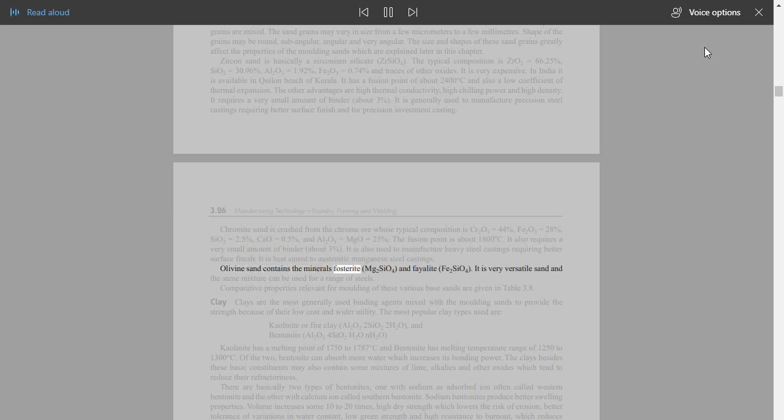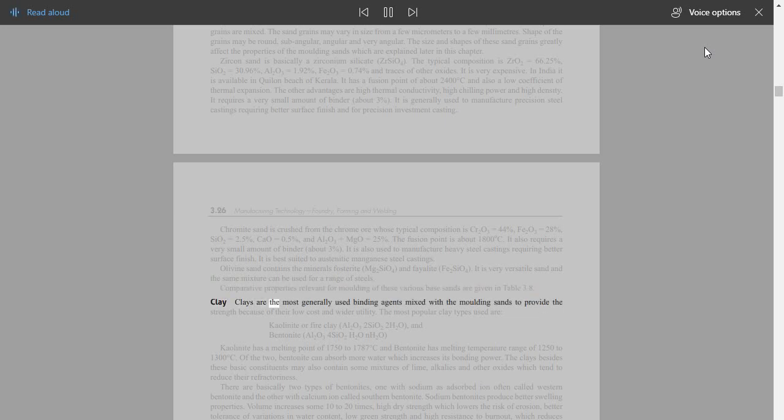Olivine sand contains the minerals forsterite, Mg2SiO4, and fayalite, Fe2SiO4. It is very versatile sand and the same mixture can be used for a range of steels. Comparative properties relevant for molding of these various base sands are given in Table 3.8.